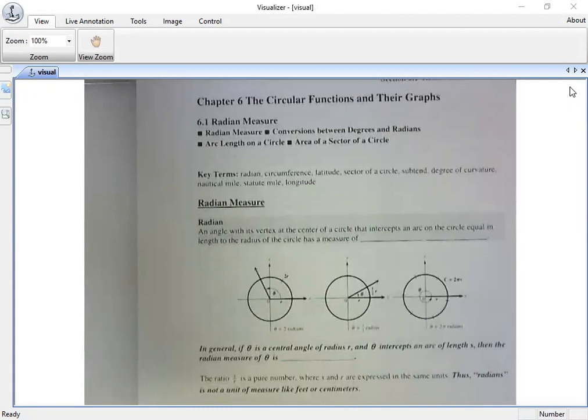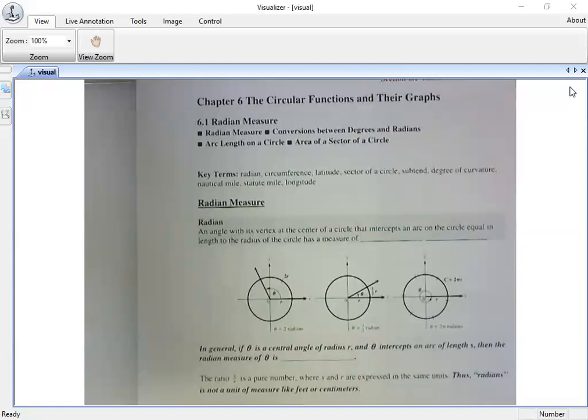Anybody already know what radian measure is? I bet Sinead does. But the rest of us, maybe, maybe not. Whenever we talk about it, you might go, oh yeah, I think I've heard of that before. If not, it's not a big deal. All it is is a tool that will let us measure basically in something that's unitless, okay?